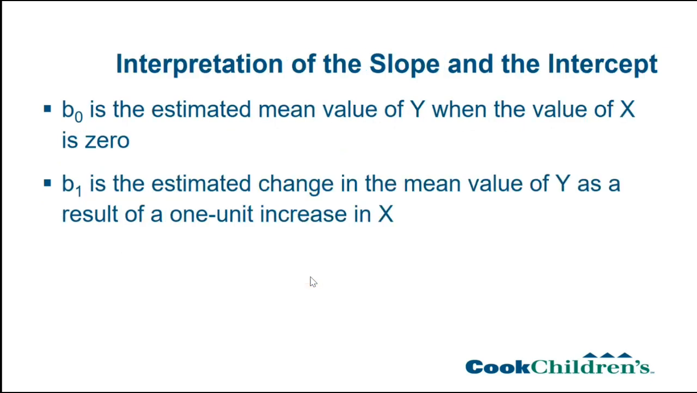So when we interpret the slope and the intercept, B0 is the estimated mean value of y when the value of x is 0. That gives you the starting point of your linear equation. And B1 is the estimated change in the mean value of y as a result of a 1 unit increase in x. So the slope of the line, basically.